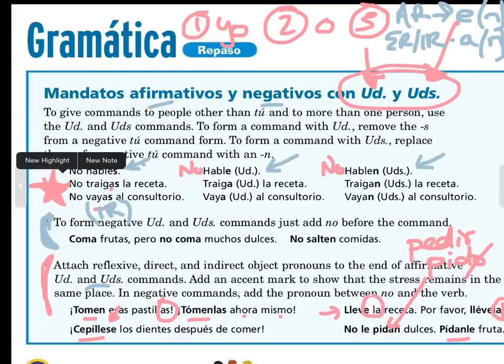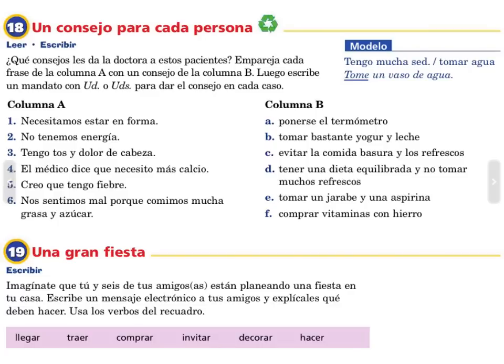Ask for fruit. Pídanle fruta. Ask them for, or ask him or her, because it's singular. Ask him or her for fruit. Okay, now it's time for practice. And it says, what advice, qué consejos les da la doctora a estos pacientes? En pareja, match cada frase de la columna A con un consejo, a piece of advice, de la columna B. Luego, escribe un mandato con usted o ustedes para darles consejo en cada caso.